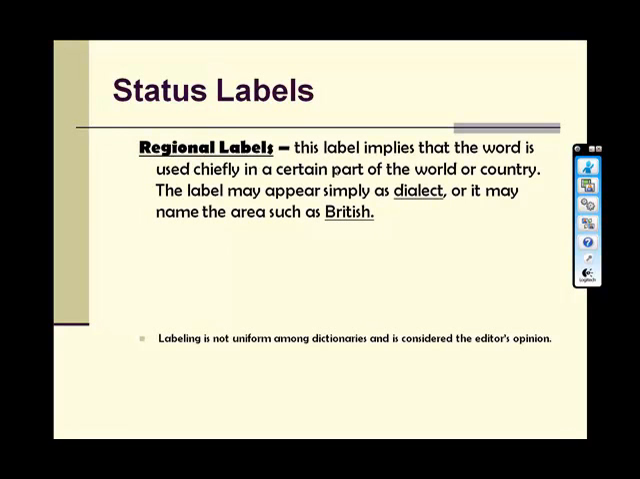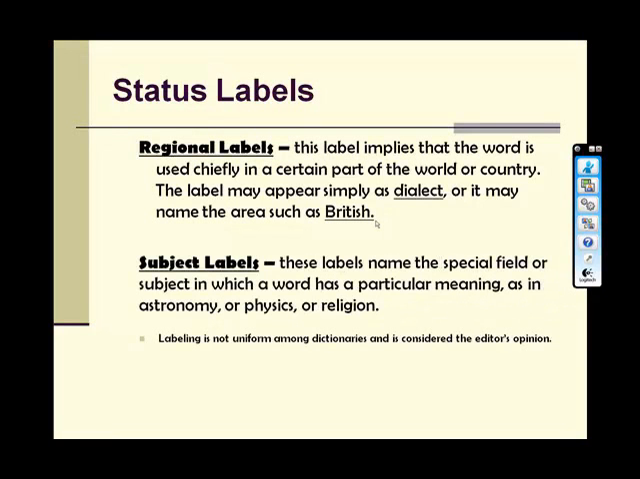You'll find regional labels. This label implies that the word is chiefly used in a certain part of the world or country. The label may appear simply as dialect, or it may name the area, such as British. Subject labels. These labels name the special field or subject in which a word has a particular meaning, as in astronomy or physics or religion.